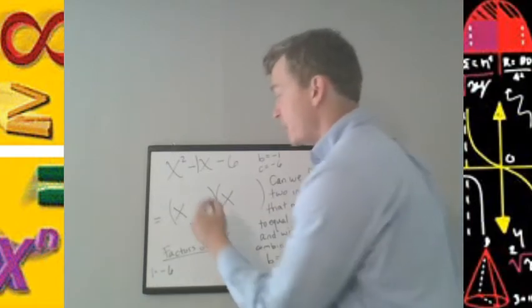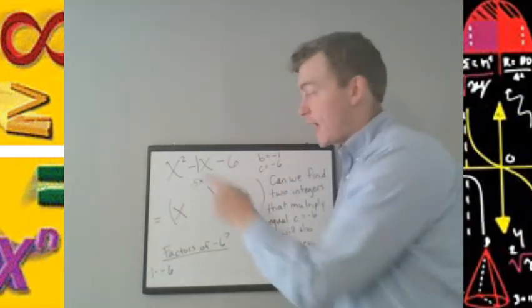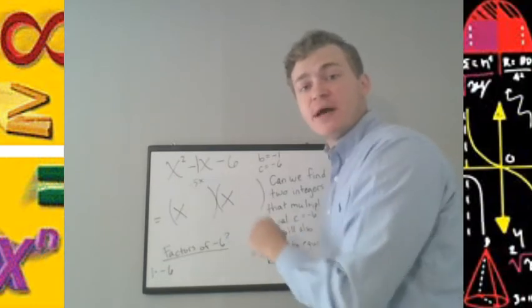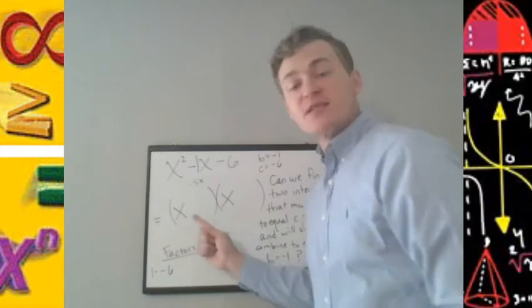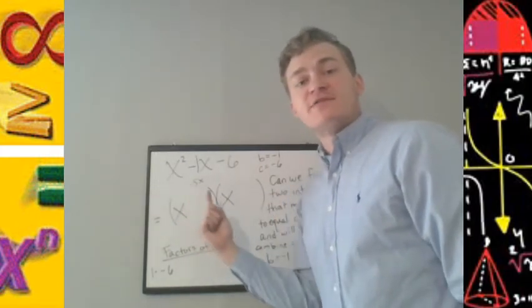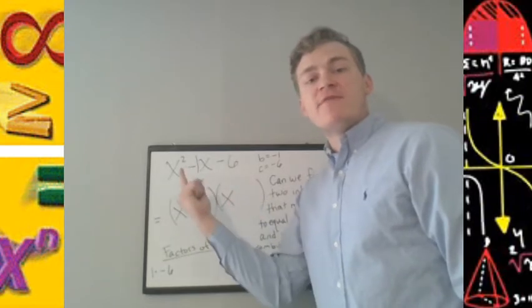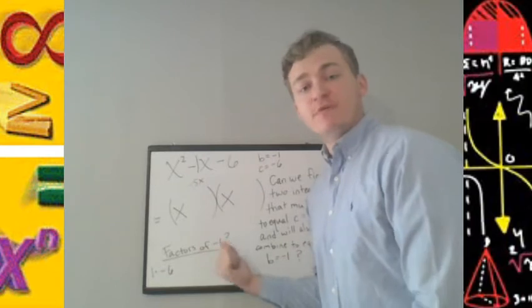So for example, if this was a minus 5x in the middle, x squared minus 5x minus 6, then I would use the 1 and negative 6, because x plus 1 multiply x minus 6 would be x squared minus 5x minus 6. But we have the minus 1x in the middle. So these are not the correct factors that we want to use for negative 6.